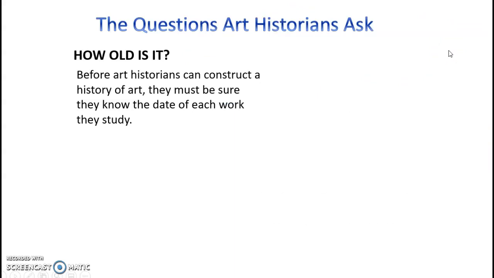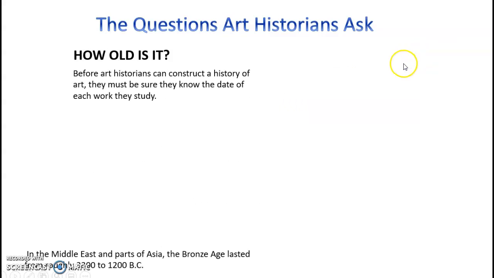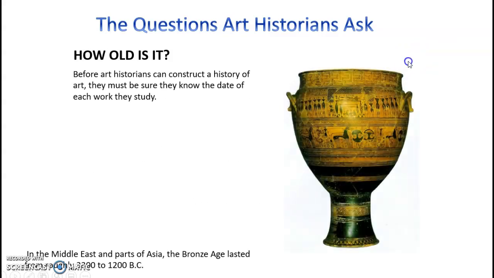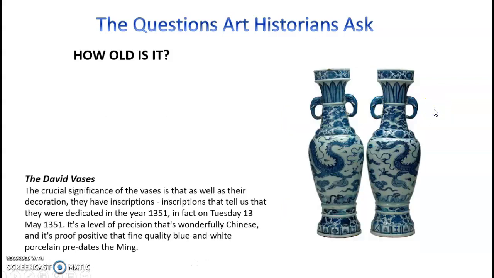Now, some of the questions art historians might ask is how old it is. How do we do this? Before, we need to be able to study it a little bit. Physical evidence. This is a very old terracotta piece from ancient Greece. As far as physical evidence, if you have something made from bronze, the Bronze Age was right around 3000 to 1200 BC. So anything made of bronze, if you find it, you know that it wasn't made prior to that date. That's just an example of physical evidence.